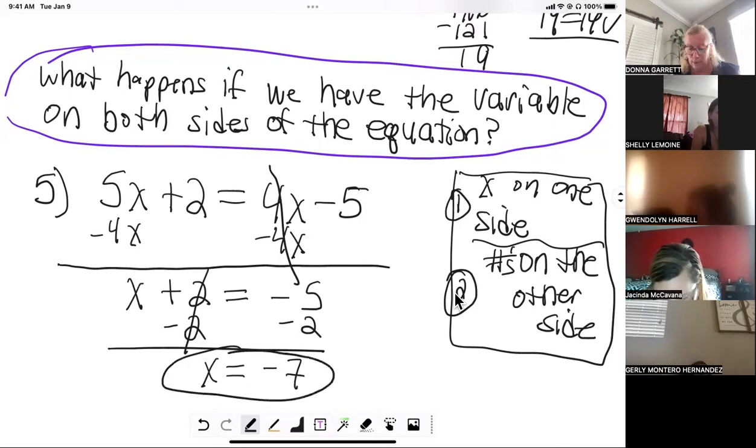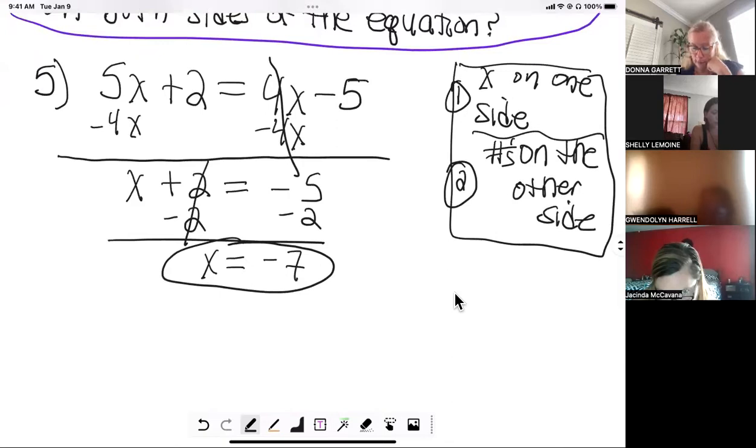And then of course, you check your answer. I'll show you that. You plug in negative 7 for your x's and prove that both sides are the same. I actually can show you that now. Let's just show that. Let's do a check here. Check.